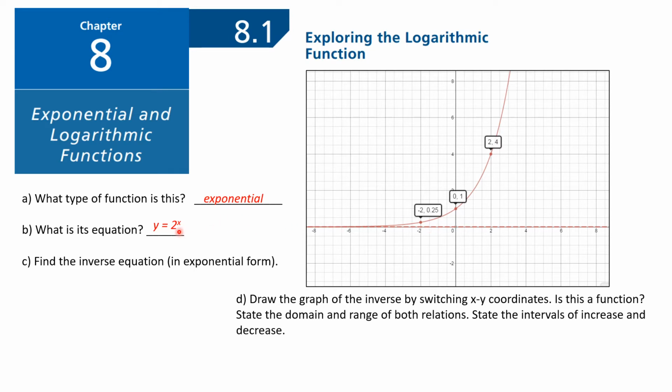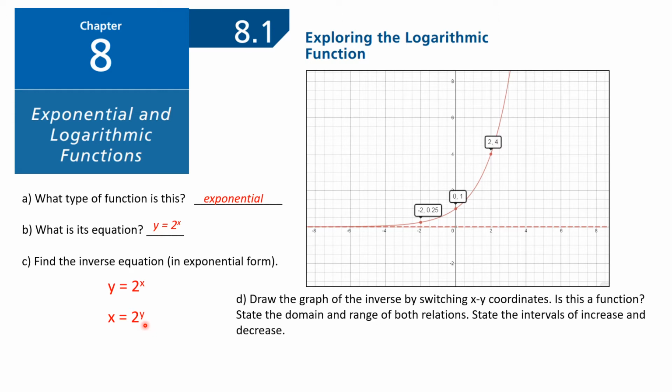So 2 to the power of negative 1 is actually 1 over 2. Remember, we flipped these. We want to find the inverse equation in exponential form. So the inverse equation, if you remember, you take your original equation, y equals 2 to the power of x, and to find an inverse, you switch the x's and the y's. So let's switch them. Now we have this. The next step would be to isolate y.